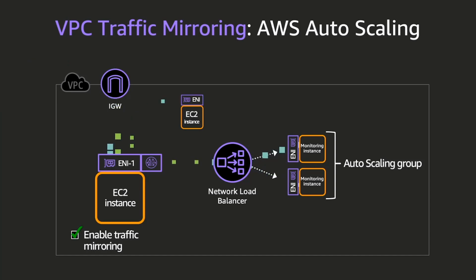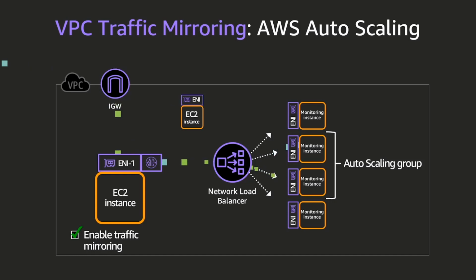You can actually have a fleet of instances as monitoring instances receiving traffic from many instances on the left-hand side here. And so we could set an auto-scaling rule to say, hey, based upon certain metrics, let's scale out this fleet of monitoring instances as well, just like you would with a normal network load balancer and auto-scaling.